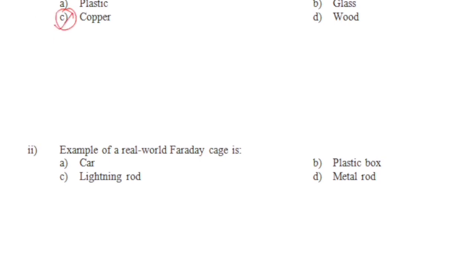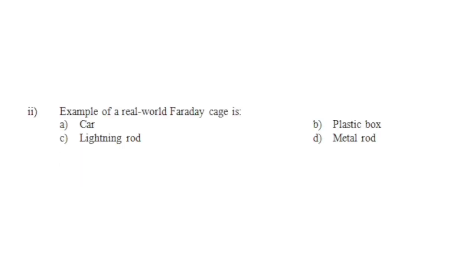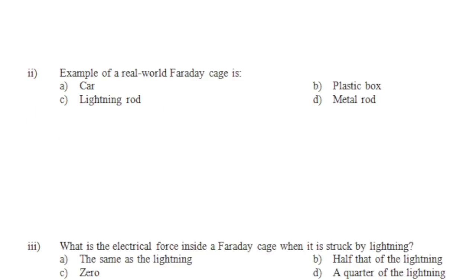Next, question number 2. An example of a real world Faraday cage is car, plastic box, lightning rod and metal rod. Which one is an example of a real world Faraday cage? Your house is also a Faraday cage. It acts like electrostatic shielding. But here options are car, plastic box, lightning rod and metal rod. Which one is a real world Faraday cage? Yes, a car is made up of what?